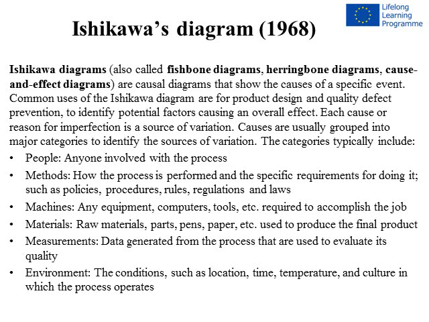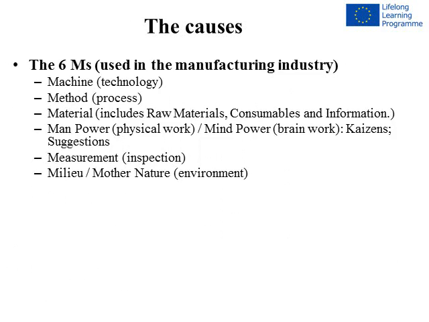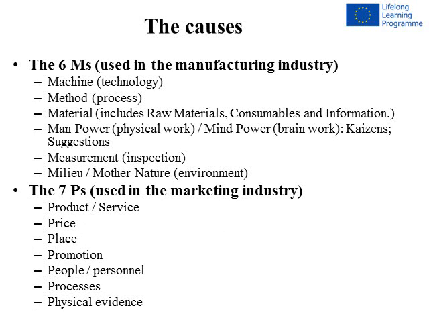the process operates. The causes, the 6 M's used in the manufacturing industry: machine, technology; method, process; material, includes raw materials, consumables, and information; manpower, physical work; mind power, brain work; kaizens, suggestions; measurement, inspection; milieu, mother nature, environment. The 7 P's used in the marketing industry: product, service; price, place; promotion; people, personnel; processes; physical evidence.